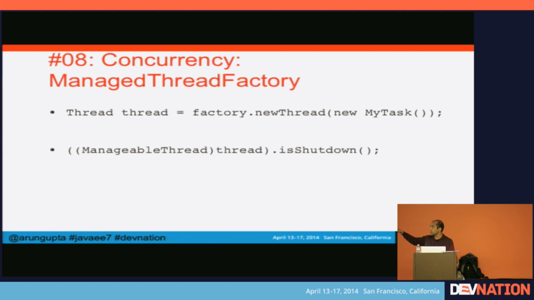Here you're doing a mix and match of the strategies, where the container is managing the thread factory and the application is managing the task lifecycle. It basically gives you just one method, which is shutdown, saying, okay, can the thread be shut down?